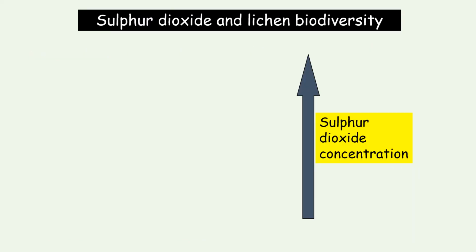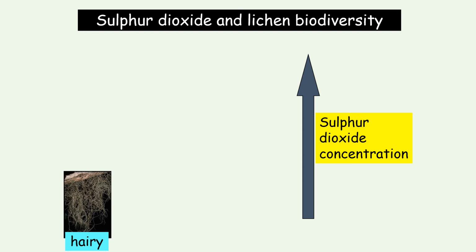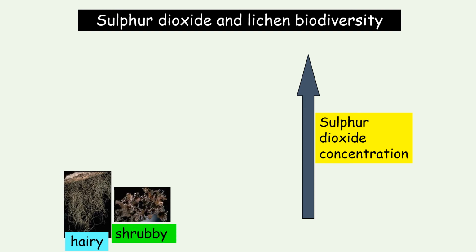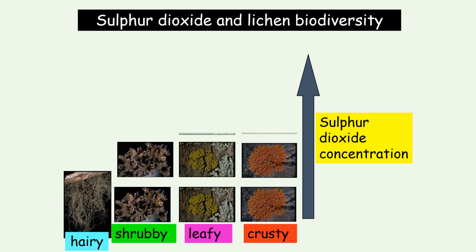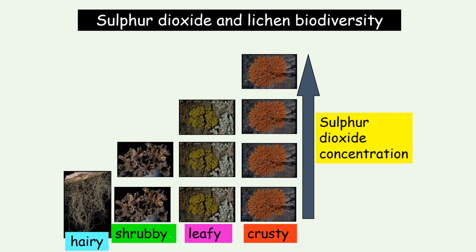So as you can see from this graph, when there is a low sulfur dioxide concentration, there is only hairy lichen, so that would be where there's low pollution. Then some shrubby lichen will appear, and then some leafy, and then crusty lichen will appear. So crusty lichen are going to be where there is a high sulfur dioxide concentration, so where it's highly polluted, and hairy are only going to be found where there's low sulfur dioxide, so low pollution.